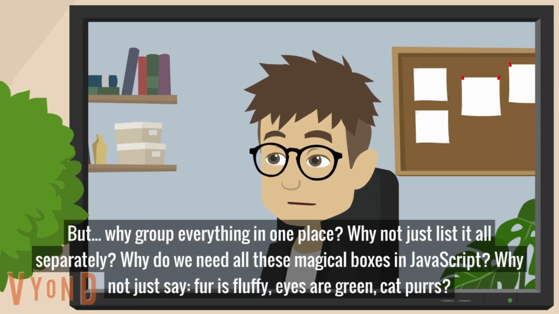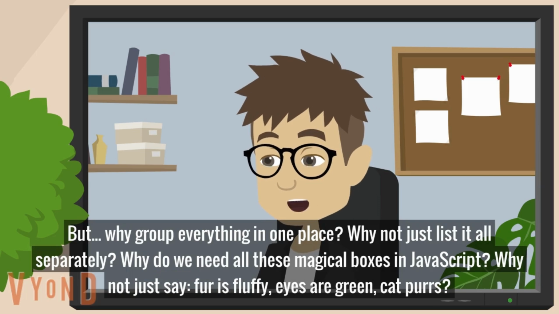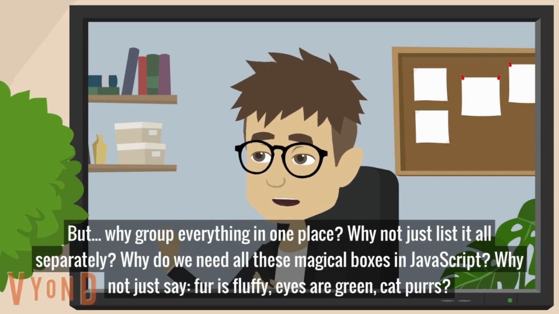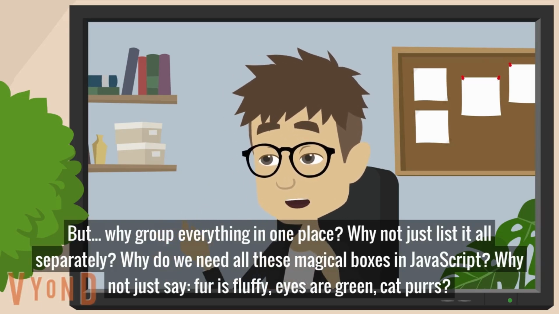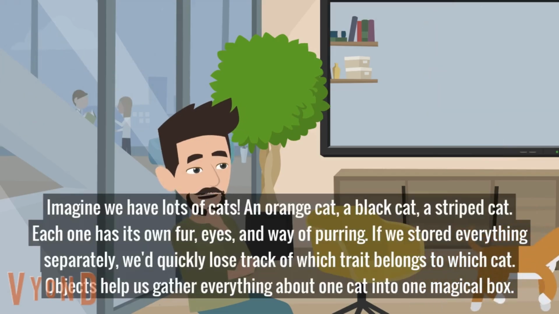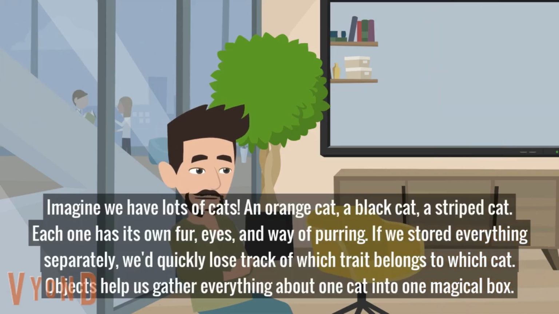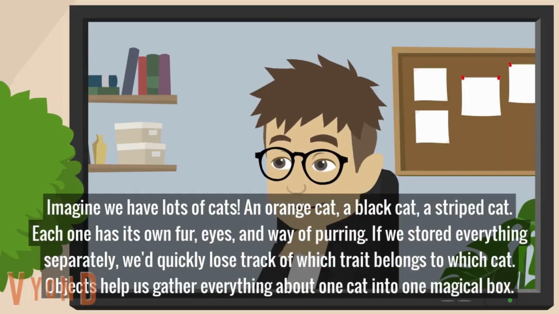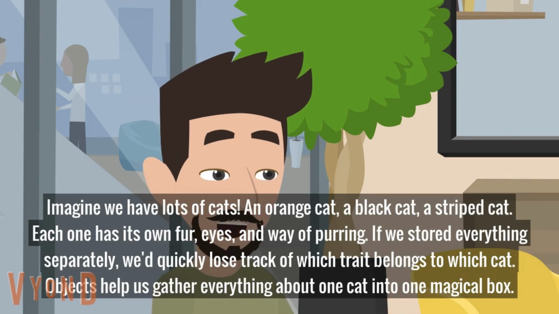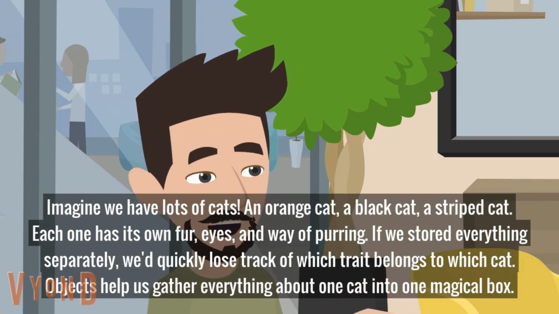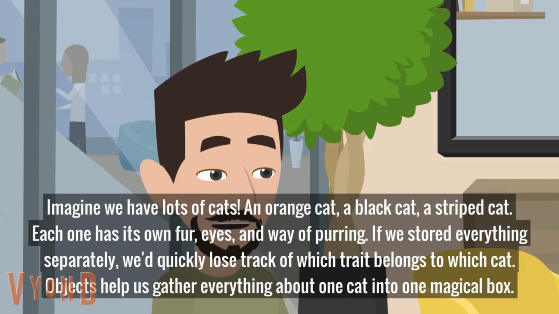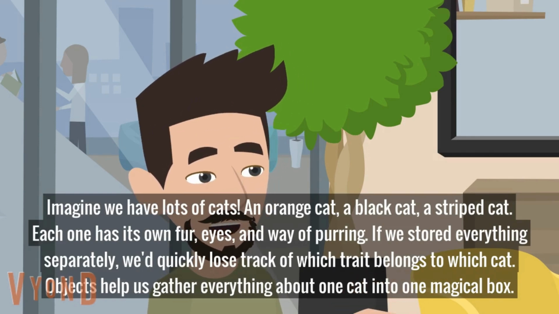But why group everything in one place? Why not just list it all separately? Why do we need all these magical boxes in JavaScript? Why not just say, fur is fluffy, eyes are green, cat purrs? Imagine we have lots of cats. An orange cat, a black cat, a striped cat. Each one has its own fur, eyes, and way of purring. If we stored everything separately, we'd quickly lose track of which trait belongs to which cat. Objects help us gather everything about one cat into one magical box.